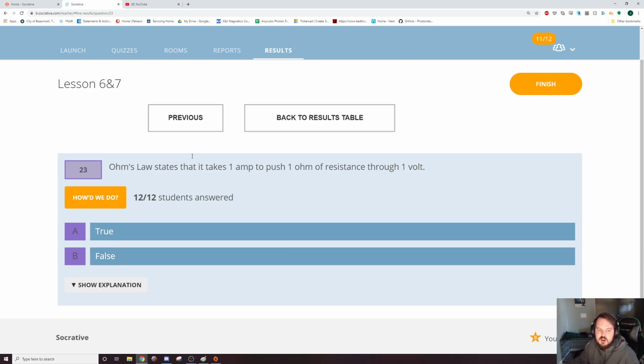This one is the Ohm's law that's mixed up. It takes 1 volt to push 1 amp of current through 1 ohm of resistance. Wow. All of you misread this. The numbers are all in the wrong order.